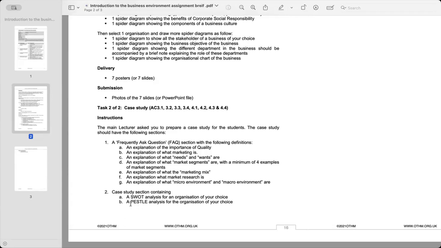Conduct a PESTEL analysis for the same organization. P is for political, meaning government policies and regulations. Then E for economic factors like inflation and interest rates. S is for social, cultural and demographic trends. T is technological, the impact of new technology. Basically, you have to show how these factors affect your organization, and legal laws and regulations affecting the business.